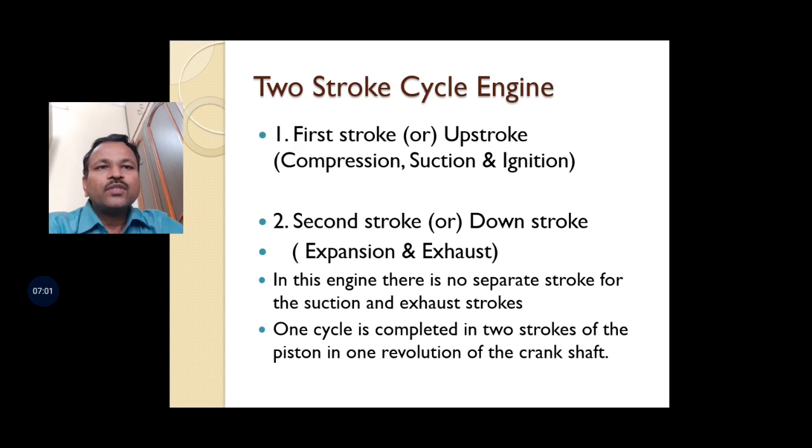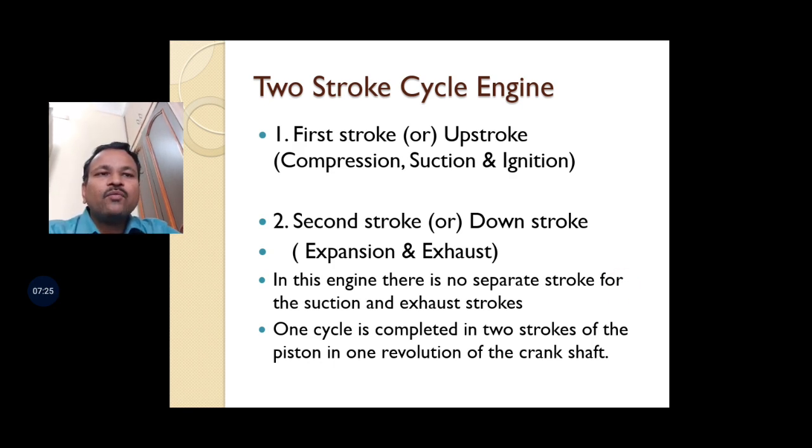Coming to the 2-stroke cycle engine. In a 2-stroke cycle engine, we have 2 strokes. The first stroke is the upward stroke. In the upward stroke, compression, suction and ignition take place. In the second stroke, the downward stroke, expansion and exhaust take place. The first stroke is the upward stroke, that is, it moves from bottom dead center to top dead center. The second stroke is the downward stroke, the expansion stroke.